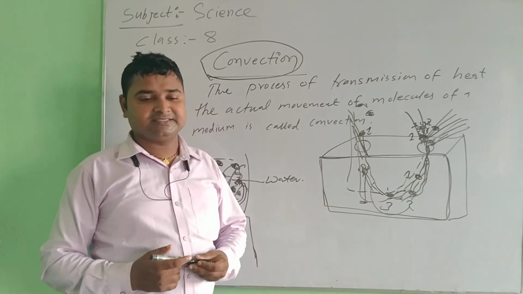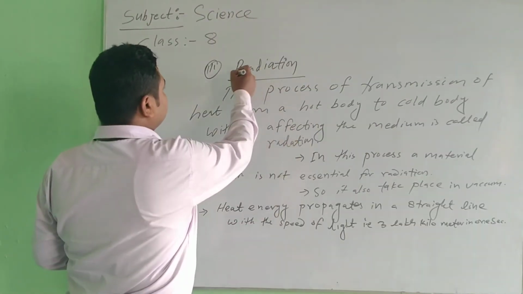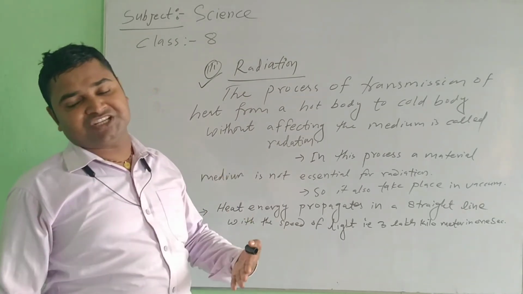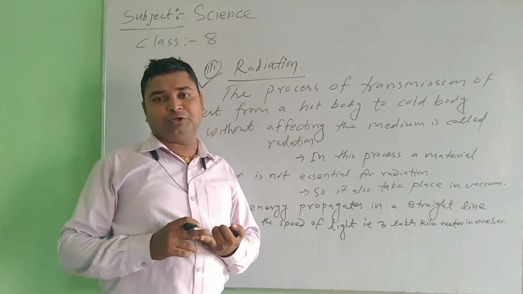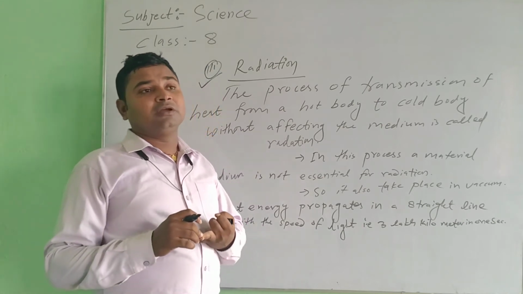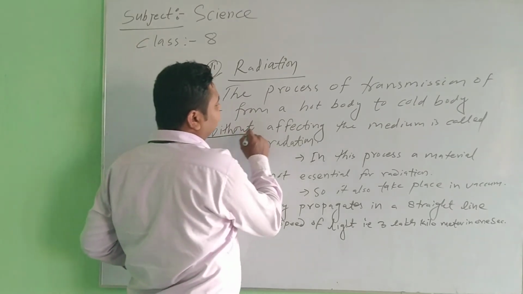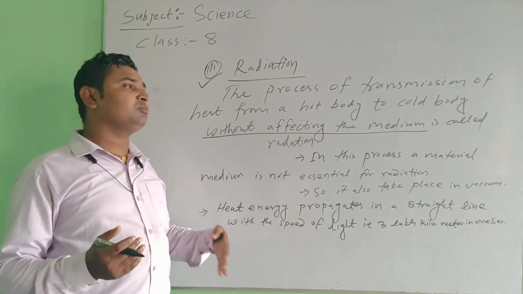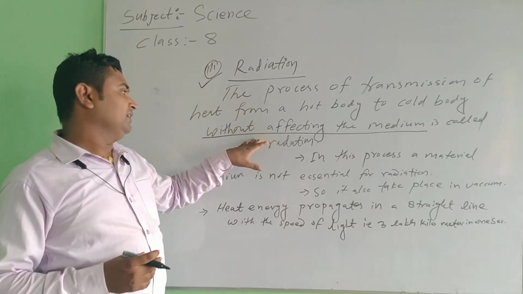Now the third one is radiation. Radiation is also one of the processes of transmission of heat. But in conduction and convection, the medium is affected: in conduction the molecules are affected without movement, and in convection the molecules move. But in radiation, there is no effect on the medium, without any actual movement of molecules. If heat is transferred from a hotter body to a colder body, that is called what?